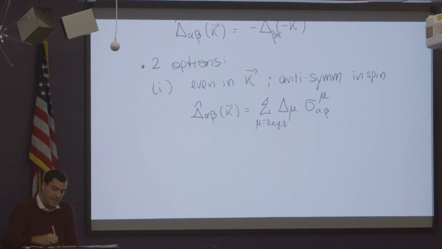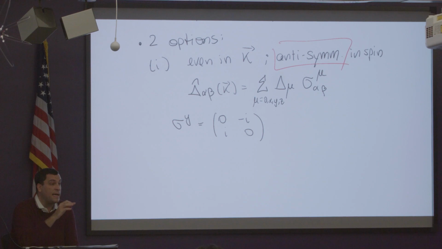Now, if it's antisymmetric in spin, okay, so I want this to be antisymmetric in spin, which of the 4 Pauli matrices, I'm including the identity as a Pauli matrix, which ones of them are antisymmetric? Andre? So sigma y is the only matrix that is antisymmetric, right? So if I write sigma y, it is 0 minus i, i 0, okay? It's the only antisymmetric one. So I know that among these 4 components that I have, only one works.